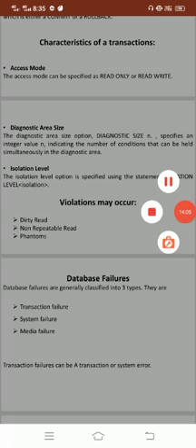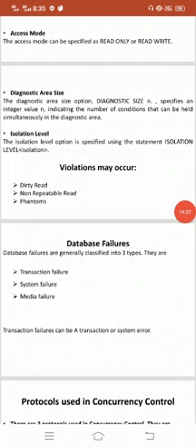Okay, so next, database failures. What is meant by database failure? What is the use of database failure? Why does the database go to failure?